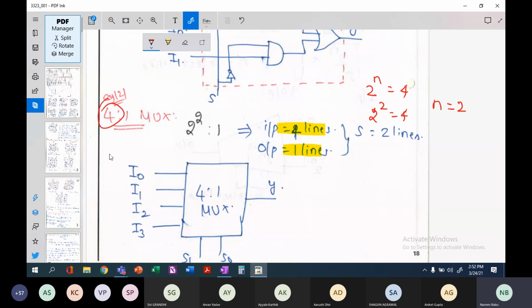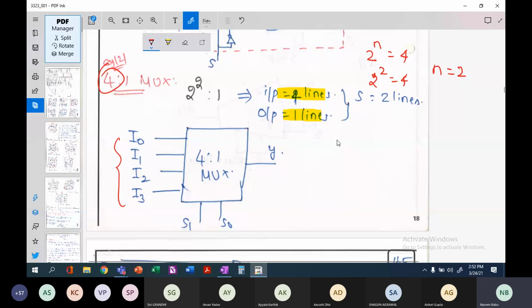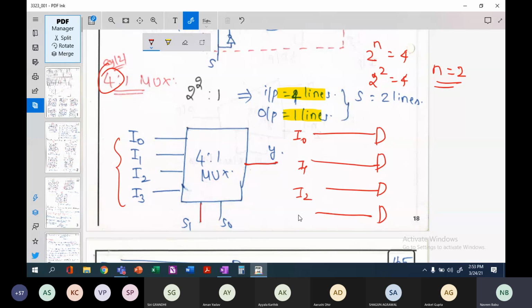So I have 4 inputs here, I0 to I3. The number of select lines are going to be 2, so my select lines are going to be S1 and S0, and my one output is Y. How will the block diagram look like? I will have 4 AND gates here, and all my 4 AND gates will have my inputs I0, I1, I2 and I3. All of this will be ORed together with an OR gate. So this is going to be my Y.